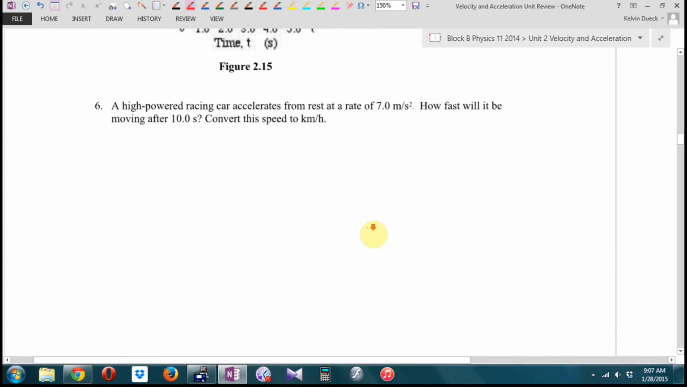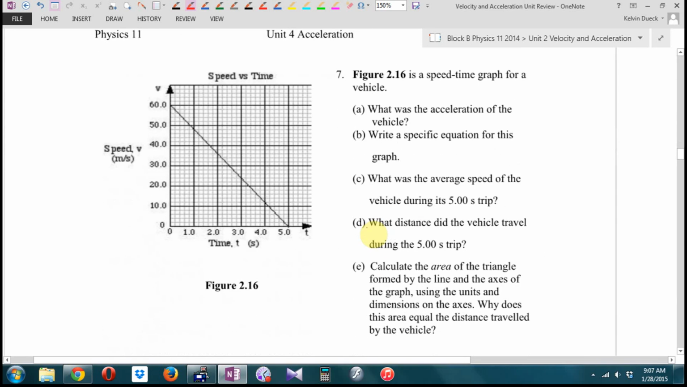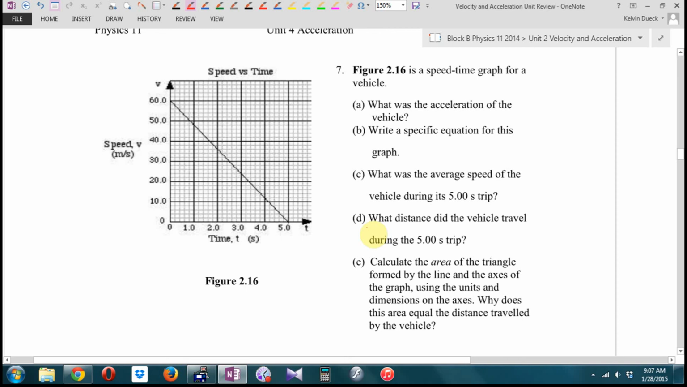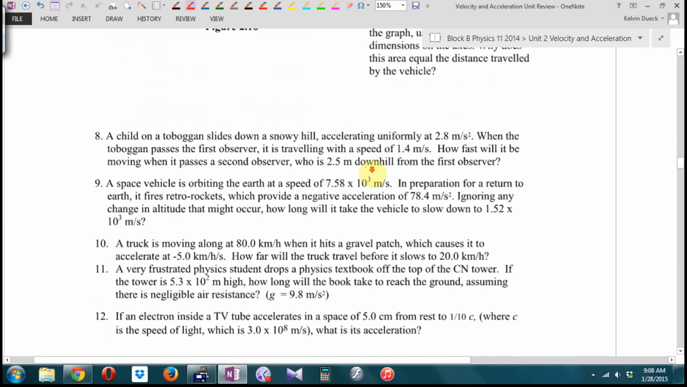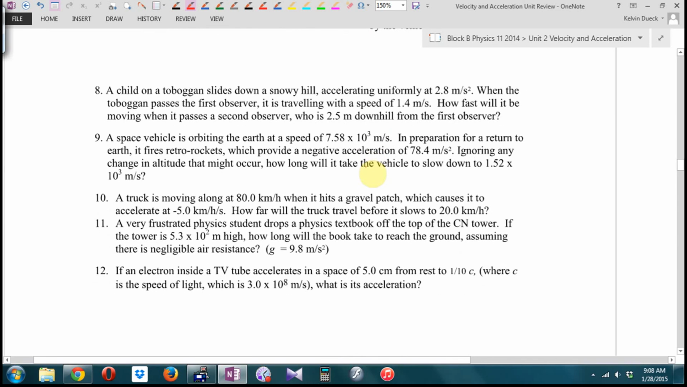Six, I like. Number 7, you can cross out D. You can cross out E. And you know what? You can even cross out C. So 7, A and B. Eight is good. 8, I like.